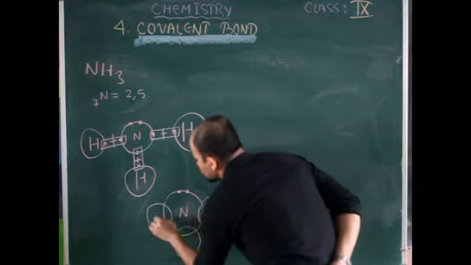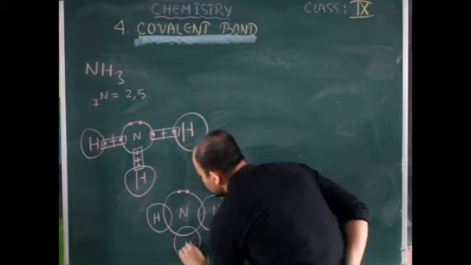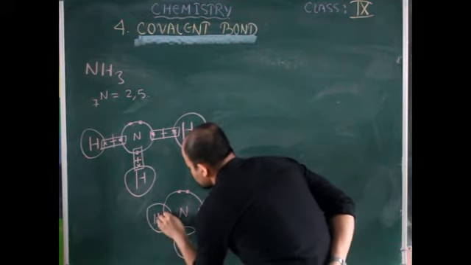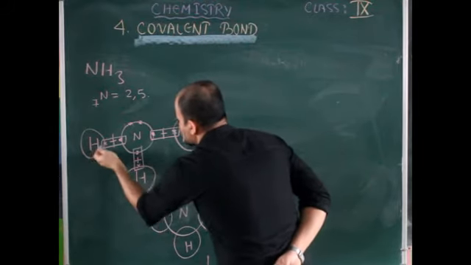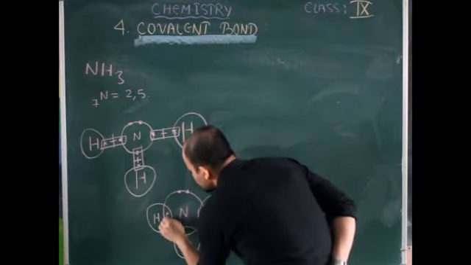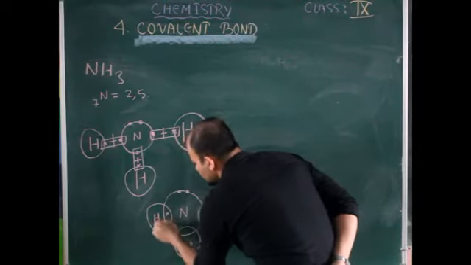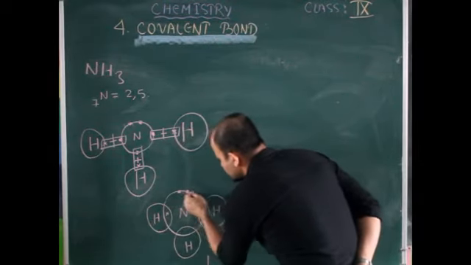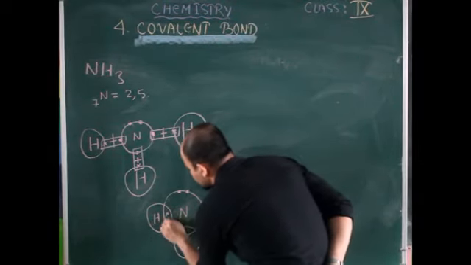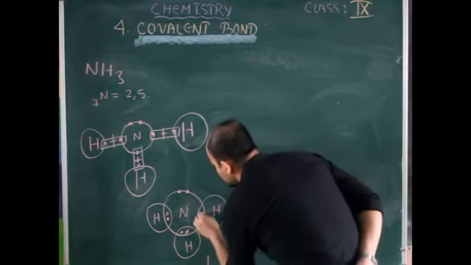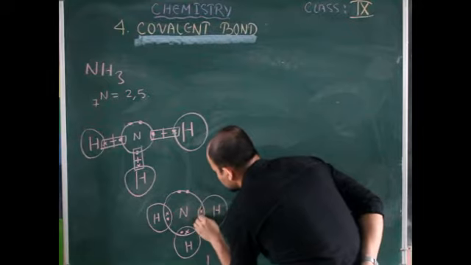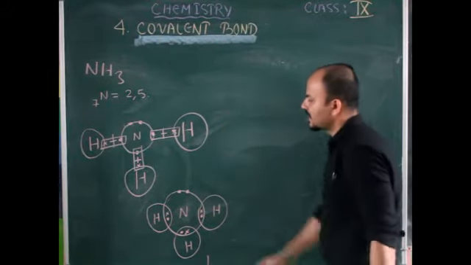The hydrogens are present here. Hydrogen and hydrogen, and these electrons are shared between hydrogen and nitrogen. Therefore, the shared electrons have to be written within the orbits of nitrogen as well as hydrogen.